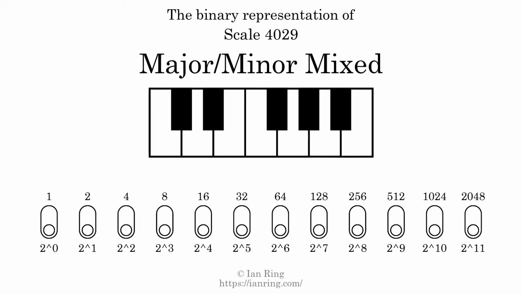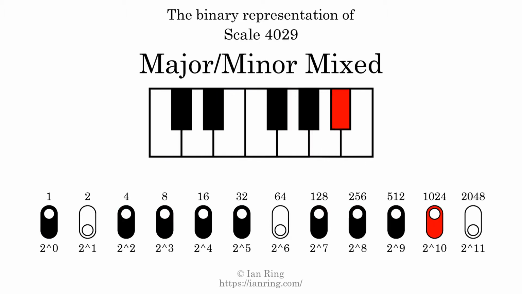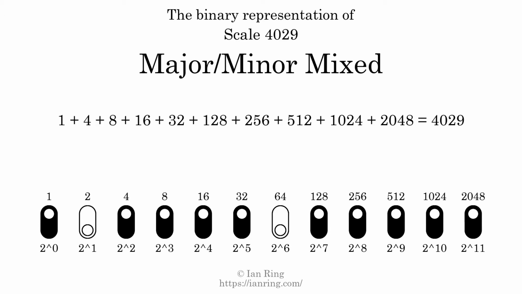The binary representation of this scale is determined by mapping tones of the scale to binary digits. Each binary digit represents a power of 2. To get the scale number, we add the powers of 2 together. The powers of 2 that are present in the scale, all added together, equals 4029. That is why the scale number, in decimal, is 4029.